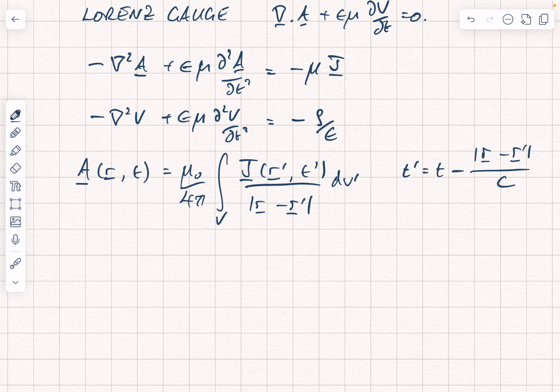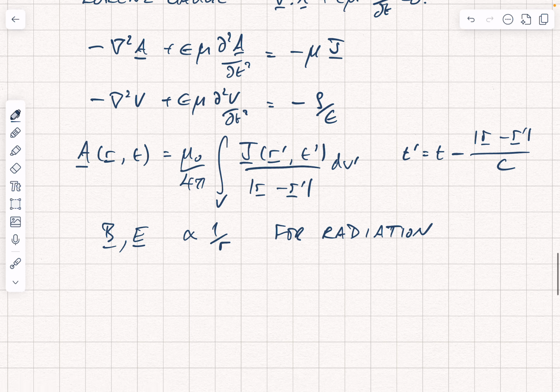The other thing that you need to know about radiation is that the B field and the E field should be proportional to 1 over R for radiation. That's because when we take the cross product between B and E to make the Poynting vector, that gives us a 1 over R squared distance dependence. And if you integrate that over the surface of a sphere, it remains constant as you increase the radius of the sphere. If you have any faster fall off, so B or E proportional to 1 over R squared, then as you increase the sphere, the total energy just goes to 0. So that's the criterion that you need.